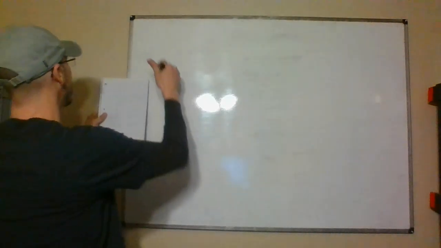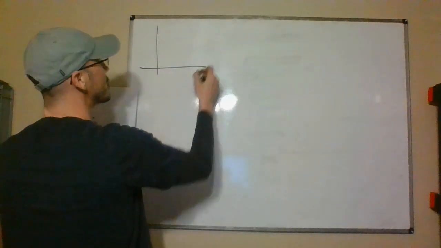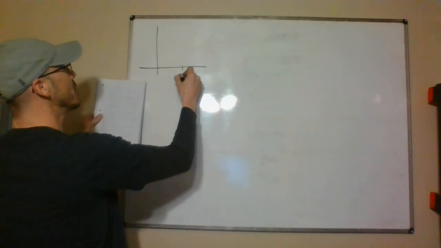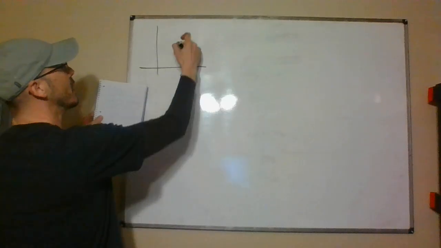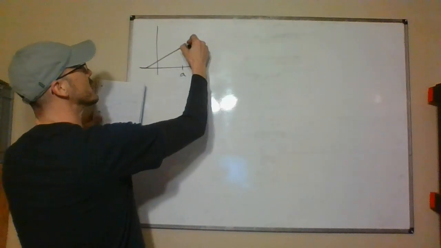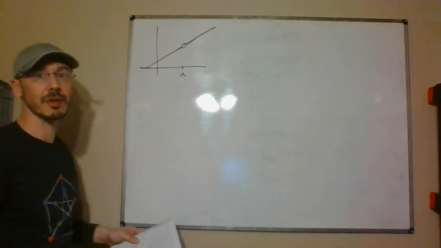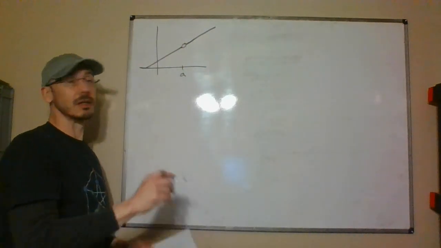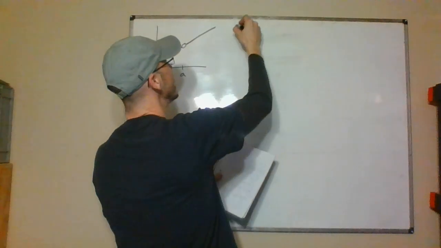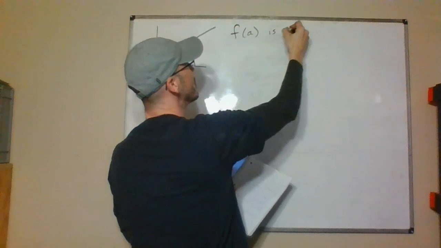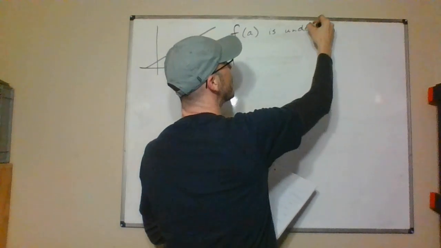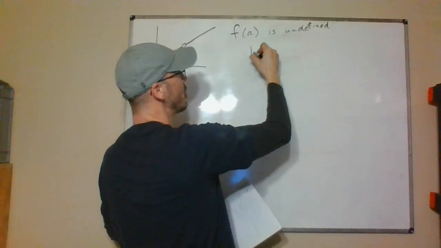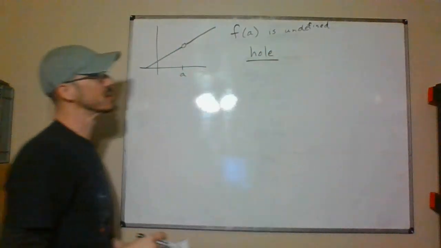So first, I want to do these with graphs and also talk about the symbol for the function. The first one, we'll look at this x value a and a real simple function here, almost a linear function, but it's not a line, it's a line with a hole in it. In this case, f of a is undefined, and it's called a hole. So this is a type of discontinuity.